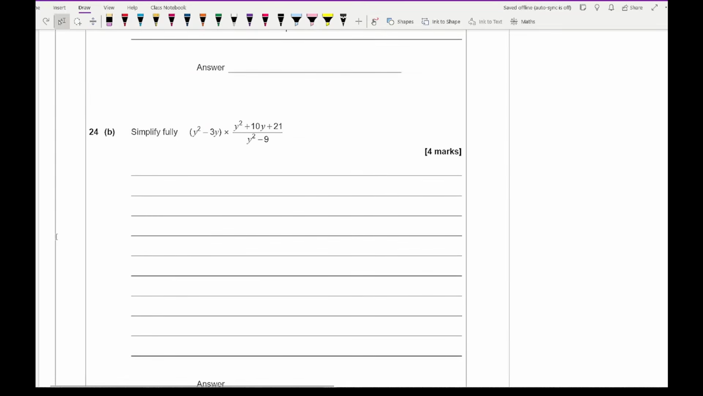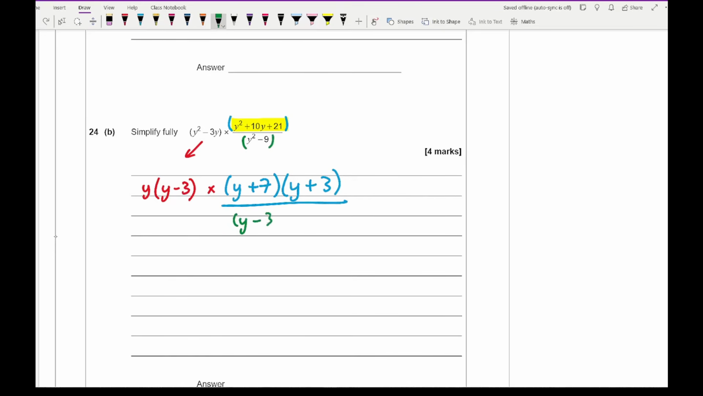Then for the next one, it says simplify fully. So I can simplify this first bit by taking y out. So that's going to be y minus 3. Then looking at this top fraction, let me just highlight that there. Well, that's going to be a double bracket question, so let me just put that in blue. And that's going to be y plus 7, y plus 3. And then this bit here is a difference of 2 squares.